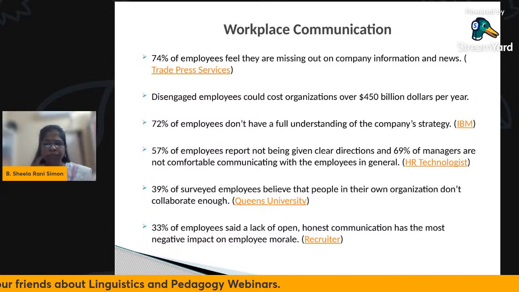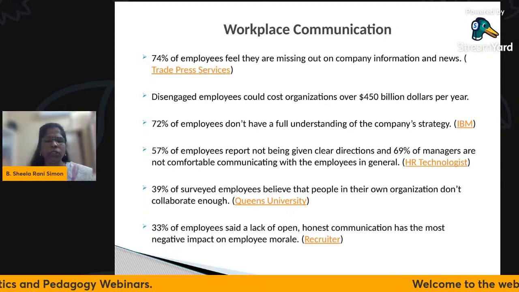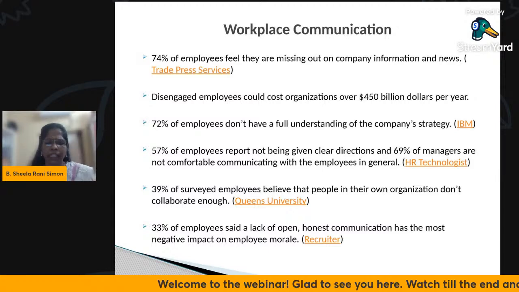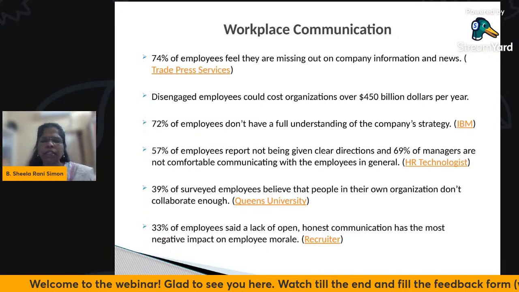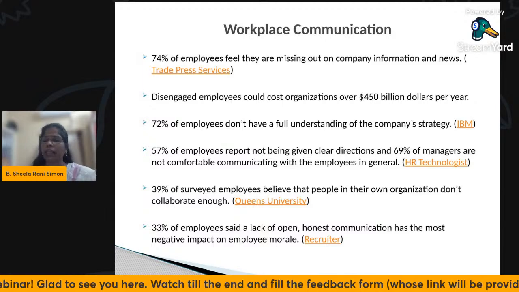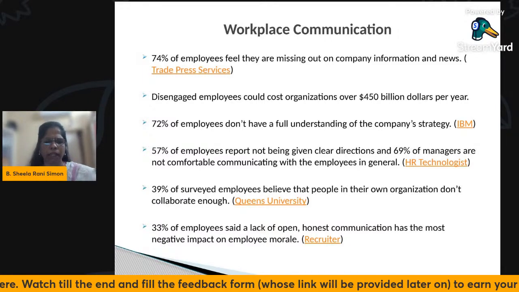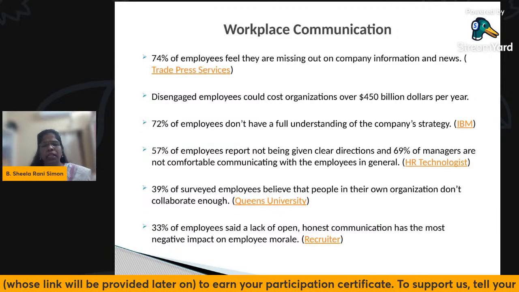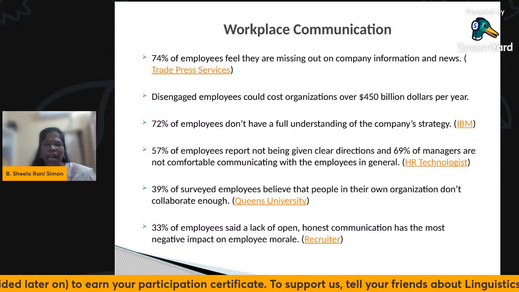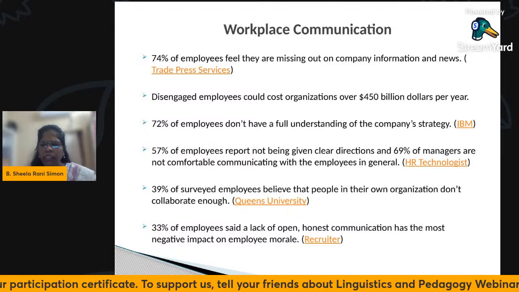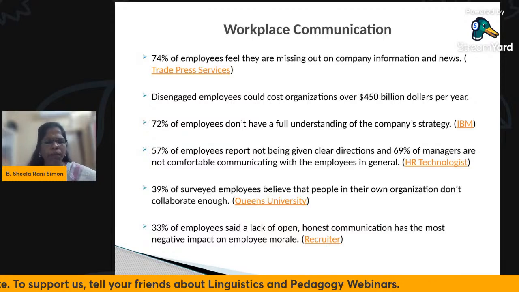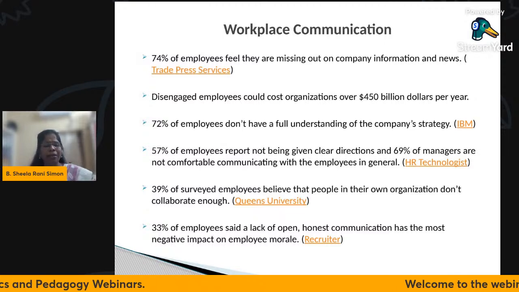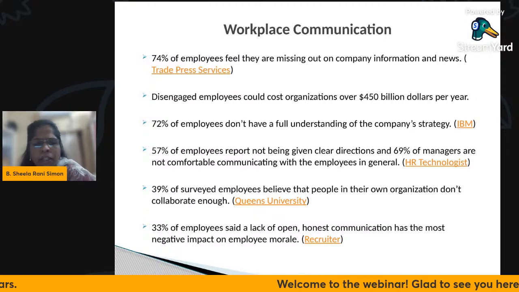Then you find also that in Queen's University, this is another stat that I would like to highlight. 39% of the employees believe that people in their organizations don't collaborate enough. So why is there no collaboration? Because there is no communication happening. Why is there no teamwork? Because there is no communication happening. And 33% of employees say that there is a lack of open, honest communication in their workplaces, and therefore the morale of the employee is down. It impacts the morale of the employee in a very negative way.